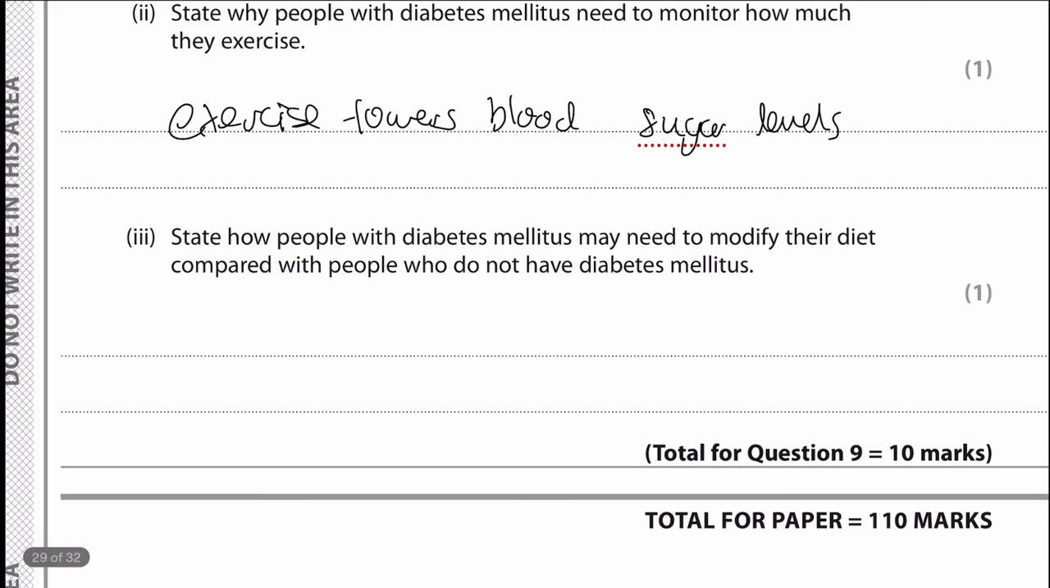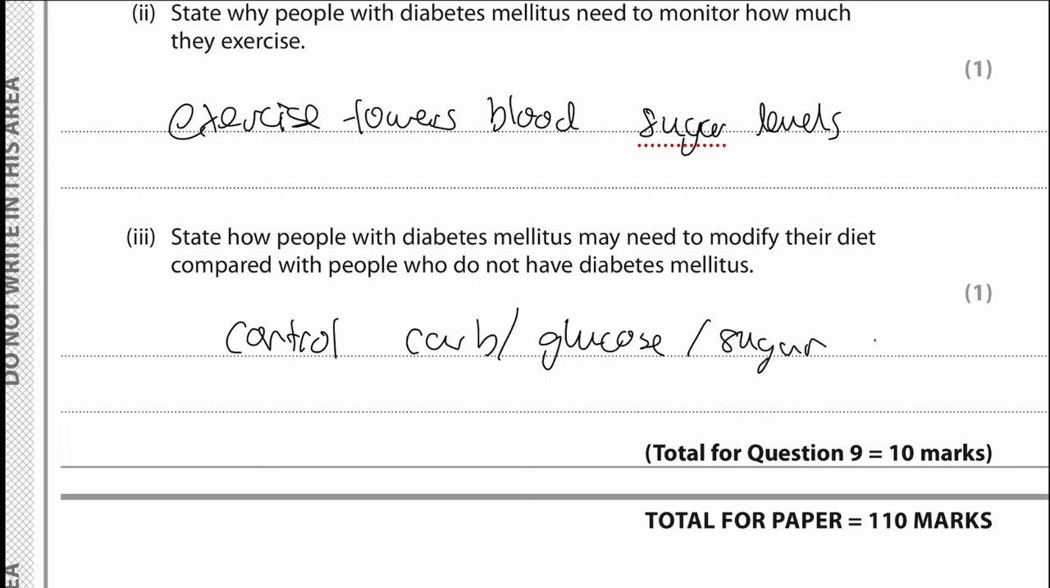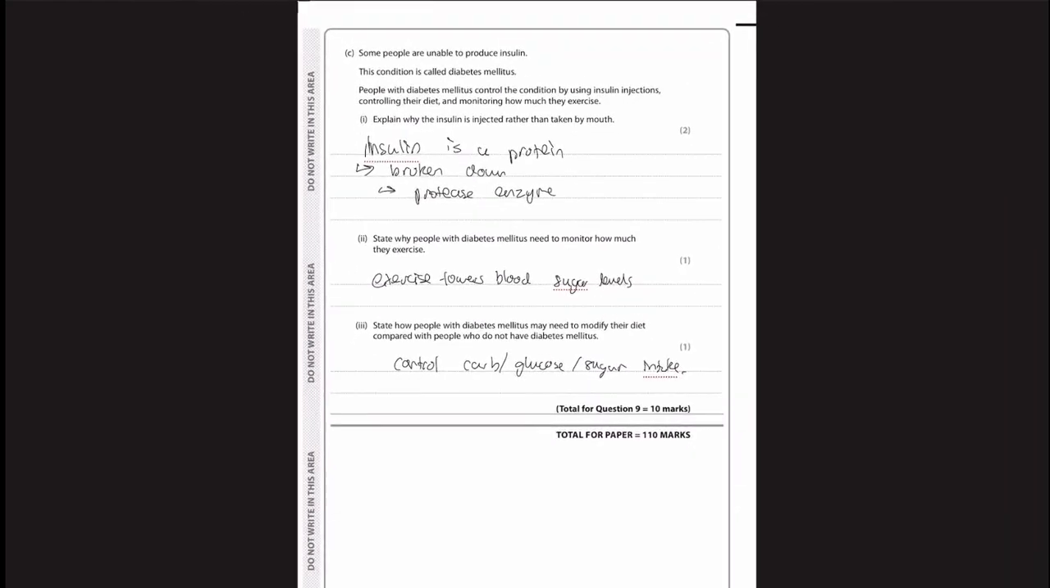Okay. State how people with diabetes mellitus need to modify their diet compared to people who do not have it. Now, how else can you moderate it? Well, it should be pretty self-explanatory. Even if you don't do biology, you should know that people with diabetes have to control their intake of sugars, their intake of glucose, of carbohydrates. So control carb slash glucose slash sugar, however you want to say it, intake in their diet. Okay, and there we go. That should be it.